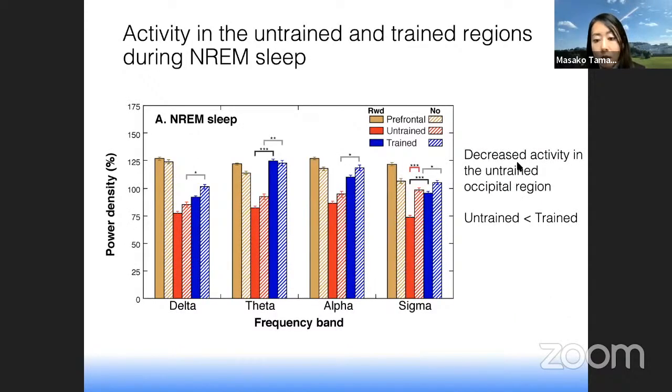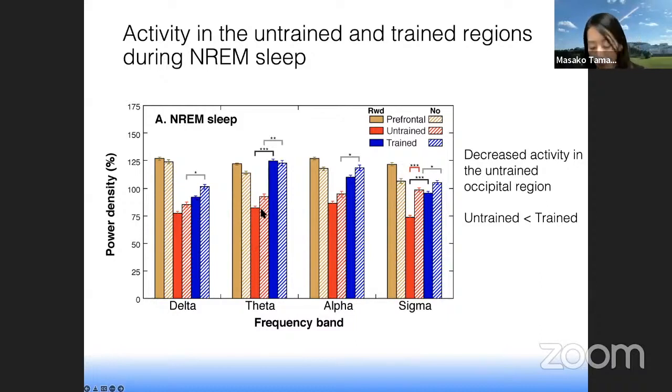Okay, so this shows the result of power density measured during non-REM sleep in delta, theta, alpha, and sigma activities. And each bar corresponds to the region and reward condition. It's a bit complicated, but this is prefrontal with reward and prefrontal activity without reward. Untrained visual region with and without reward, and this is a trained visual region with and without reward.